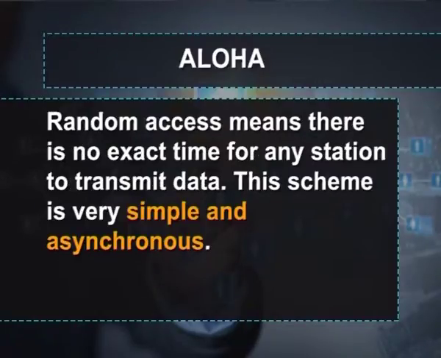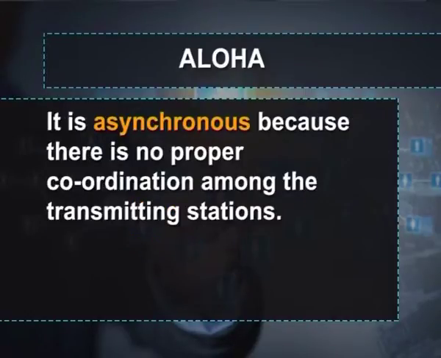Random access means there is no exact time for any station to transmit data. This scheme is very simple and is asynchronous. It is asynchronous because there is no proper coordination among the transmitting stations. The basic idea of the Aloha system is useful to any system in which uncoordinated stations are competing for the use of a single shared channel. When a station sends data, another station may try to do so at the same time. The data from the two stations may collide and get garbled. If there is a collision, then each station would simply wait for a random period of time before trying again.